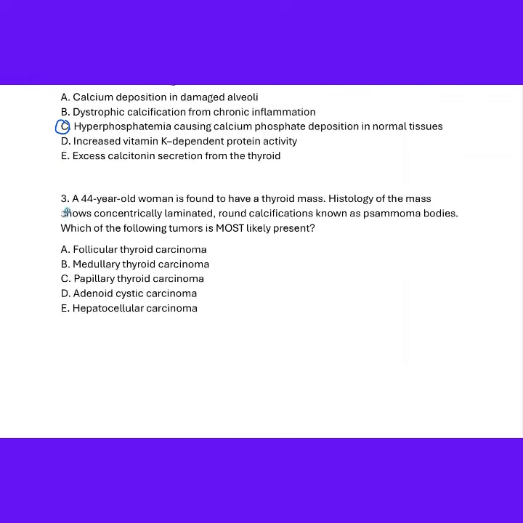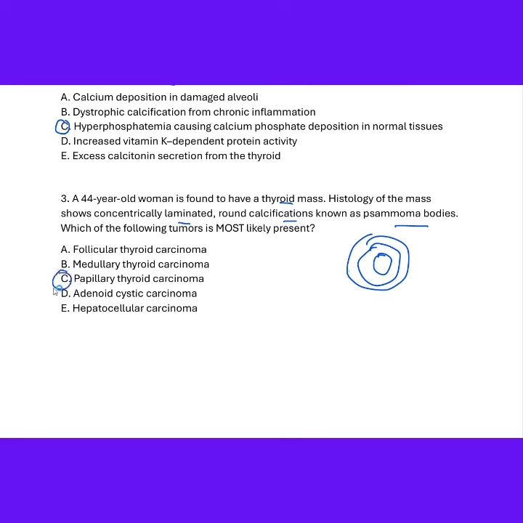So next question. A 44-year-old woman is found to have a thyroid mass. Histology of the mass shows concentrically laminated round calcifications, right, known as psammoma bodies, right? Which of the following tumors is most likely present? So this is going to be a case of what?